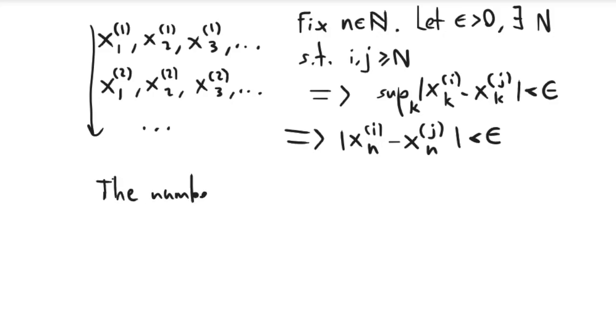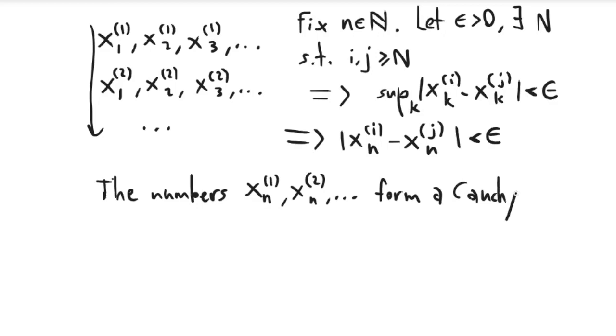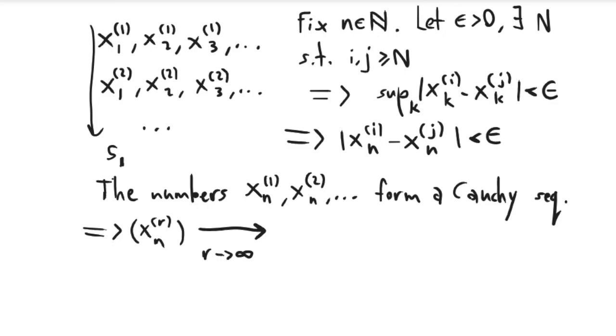So the numbers, again, n is the one that's fixed, like x_1^n, x_2^n, and so on, form a Cauchy sequence. And this is how we're going to get our candidate for the limit. What does this imply? It implies that the limit of x_r^n as r goes to infinity is a real number. So if you go down one of these specific columns, those numbers converge to a number. You can denote that, for these columns, by S_1, S_2, S_3, and so on. So x_r^n converges to a number, which we can call S_n.